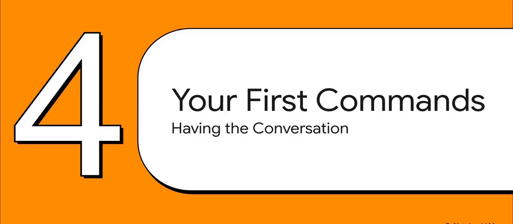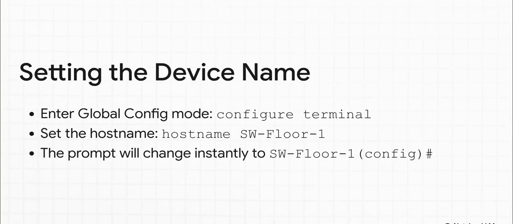All right, we're connected. We know the basic grammar. I think we're ready. It's time to have our first real conversation and actually start configuring this thing. And the very first thing any network admin worth their salt does is give the device a proper name. I mean, think about it. In a network with maybe hundreds of devices, a generic name like switch is completely useless. But something descriptive like SW-floor1, now that's useful. It's absolutely key for knowing what you're working on.